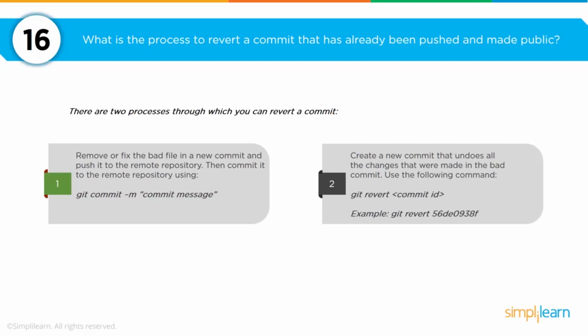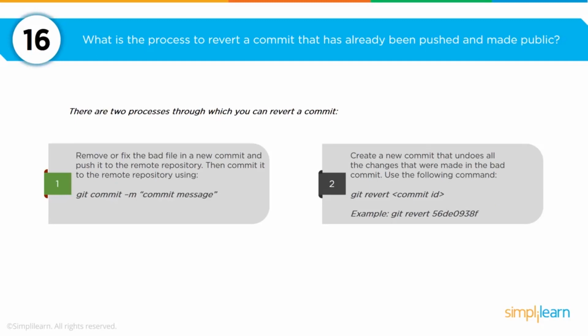A question that you'll be asked around commit is going to be, what is the process to revert a commit that has already been pushed and made public? And there are two ways you can address this. The first is to address the bad file in a new commit, and you can use the command git commit -m and then put in a comment for why that file is being removed.